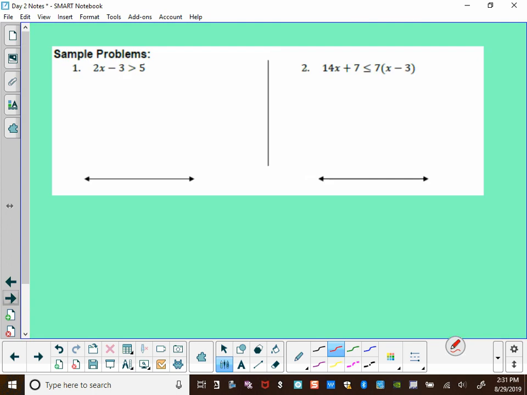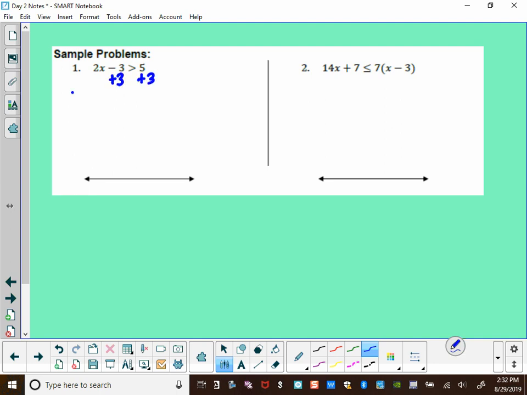Okay, look at number 1. 2x minus 3 is greater than 5. We are going to treat this inequality sign like it's an equal sign, and we're going to solve as we normally do. If that's the case, what do I get rid of to get x by itself? We're going to get rid of this negative 3 by adding 3 to both sides.